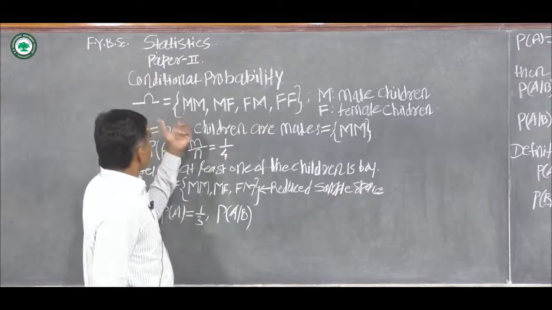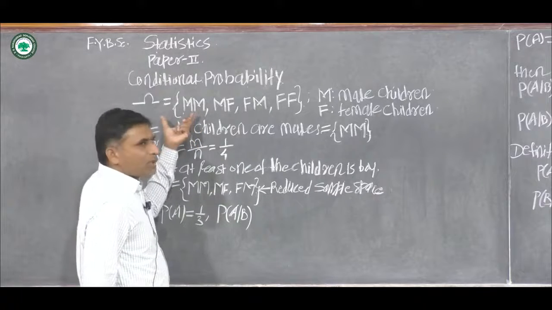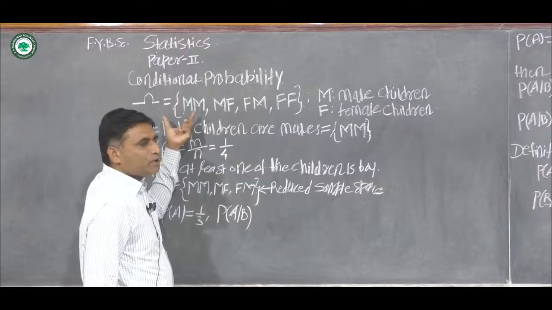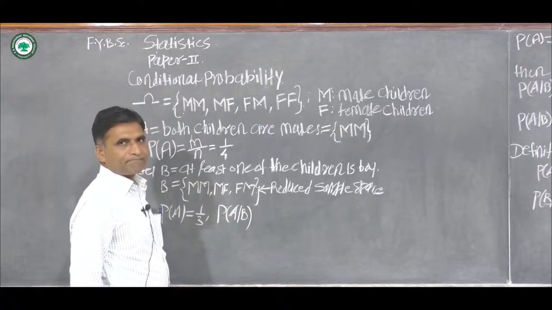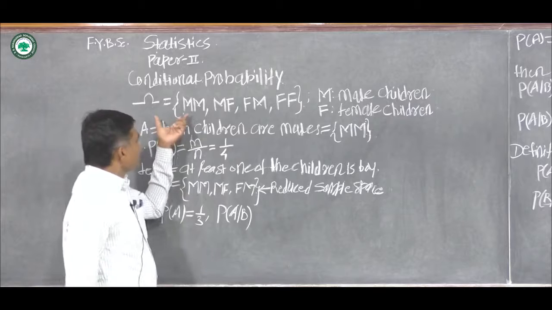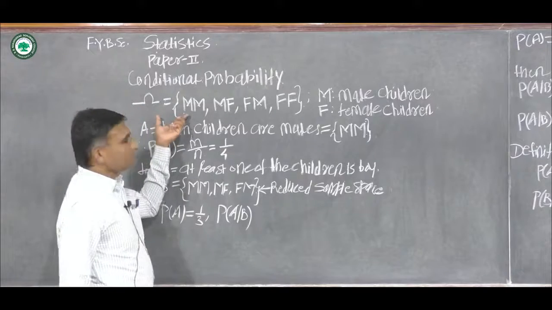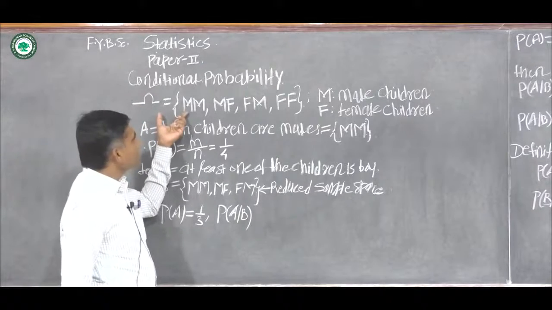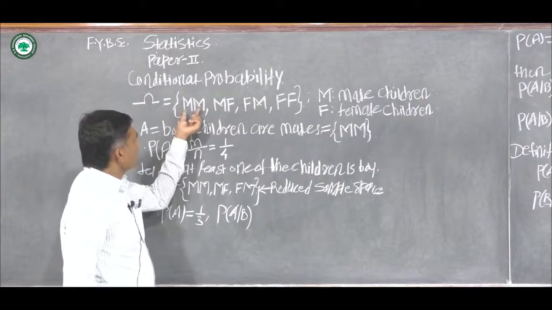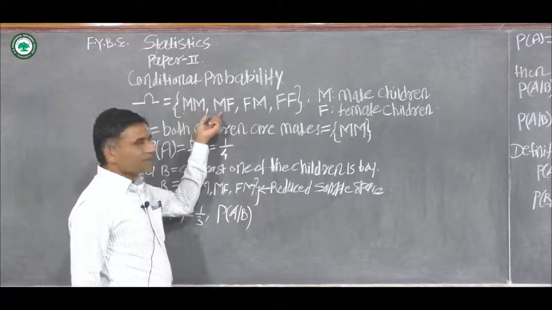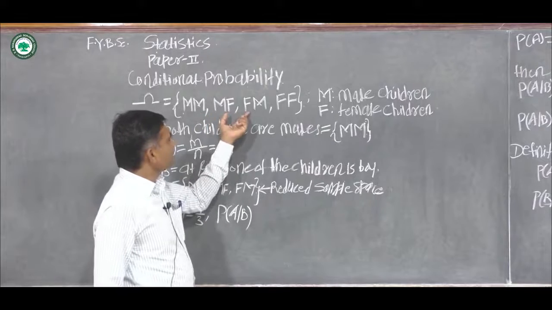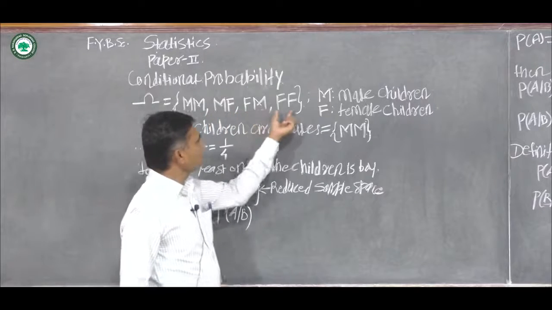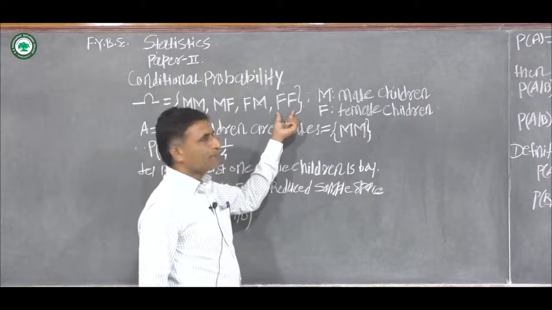For this, consider this sample space. This sample space corresponds to a family having two children. The sample space omega contains the outcomes MM, both children are male; MF, the first child is male, the second is female; FM, the first child is female, the second is male; and FF, both children are female.